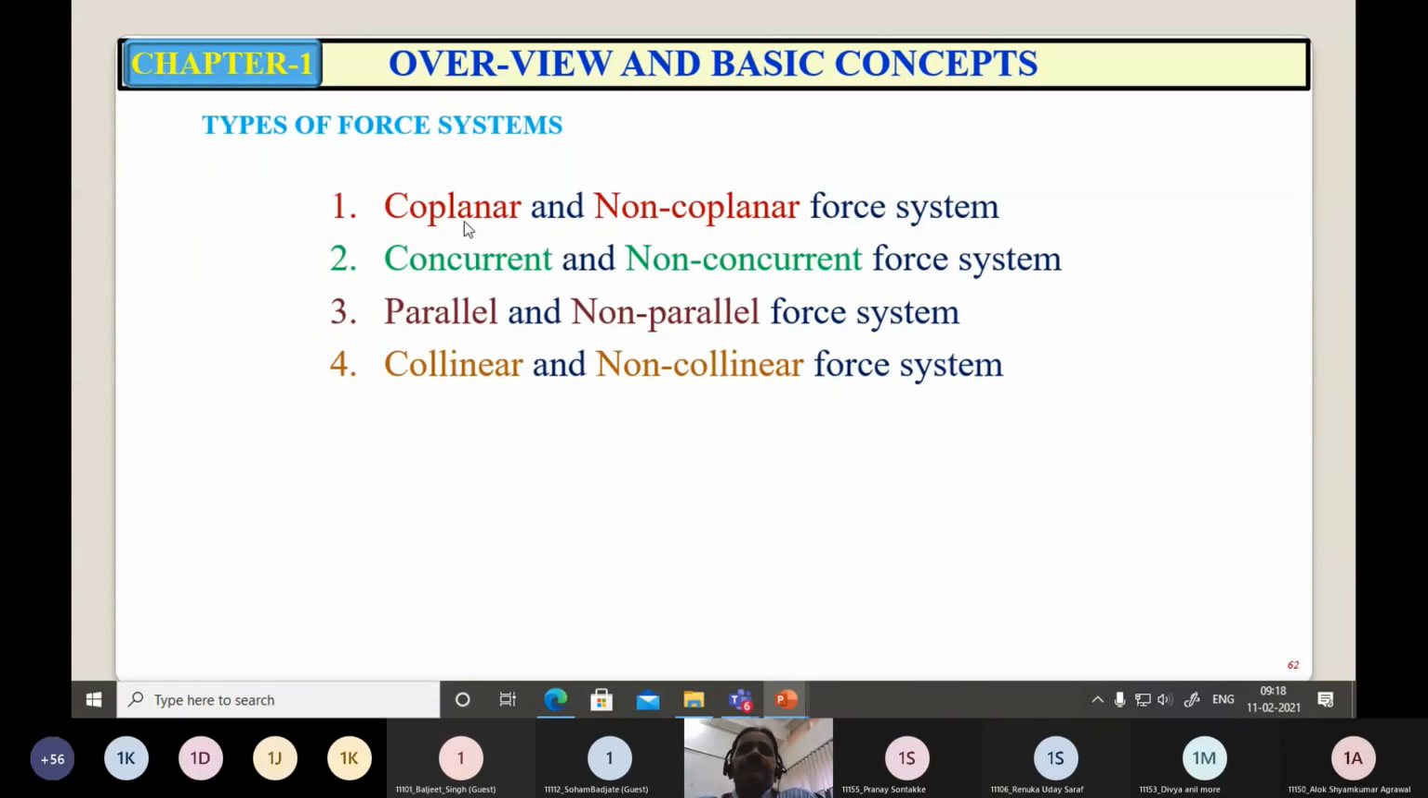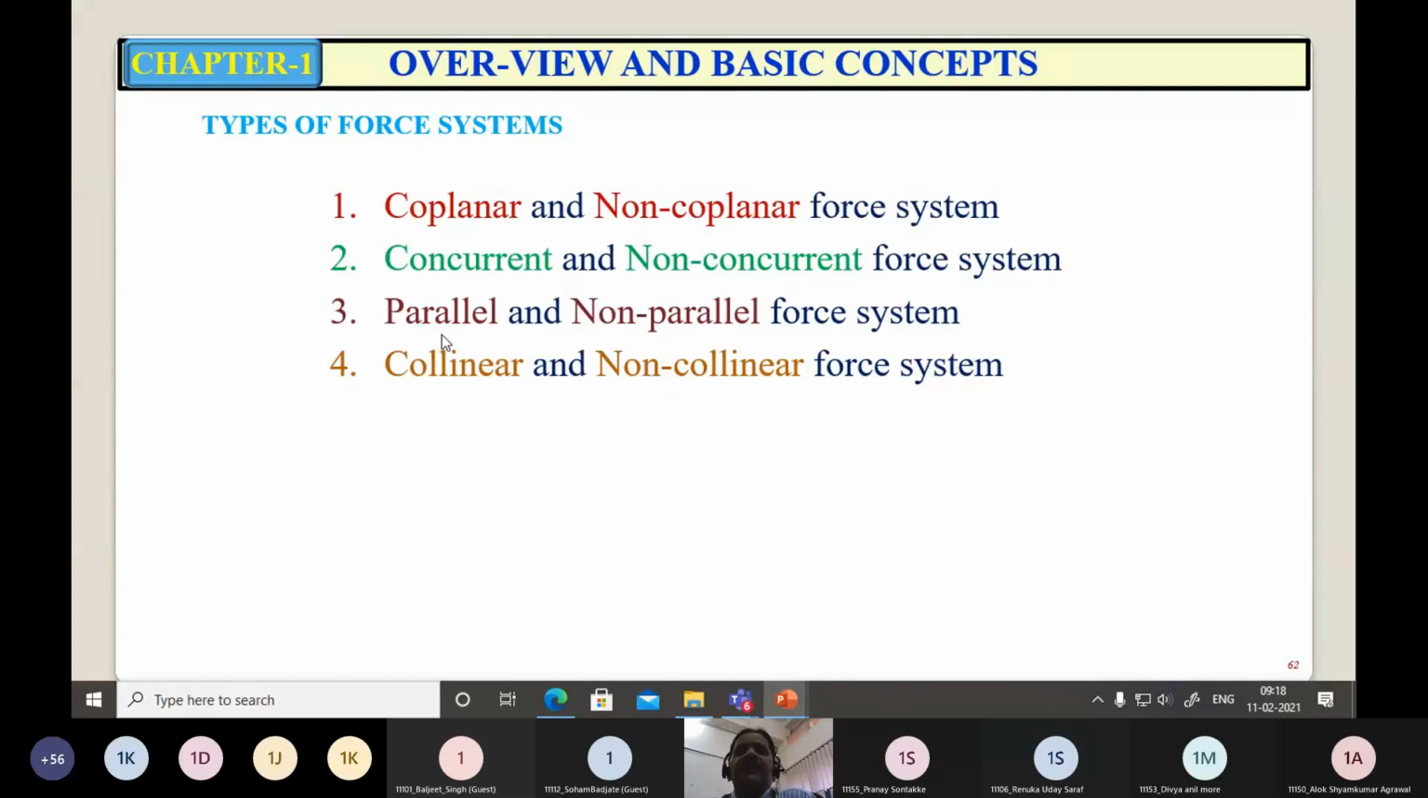In brief, coplanar force system means all the forces are acting in the same plane. If all the forces are acting in the same plane, that is a coplanar force system; if not, it is a non-coplanar force system. Concurrent force system: if the lines of action of all forces pass through a common point, that is a concurrent force system; if not, a non-concurrent force system.